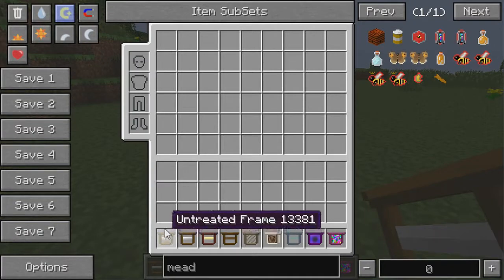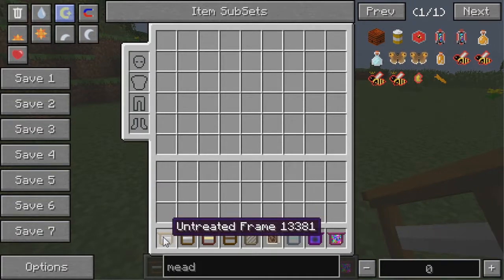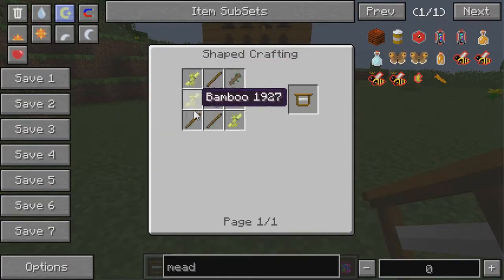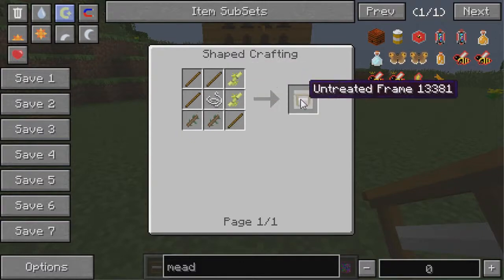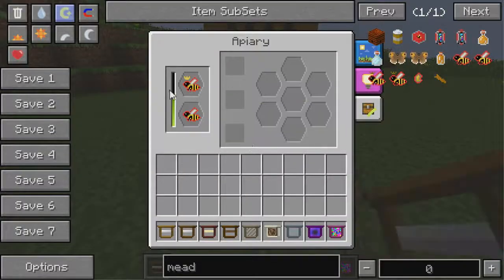The most basic frame you can make is the Untreated Frame. And it's very simply just sticks and string. And what this guy's going to do is multiply the production speed by 2. And that's a lot, and we're going to talk about where that fits in here in a sec. But it has a durability of 80, so once you put it in, it will wear down.